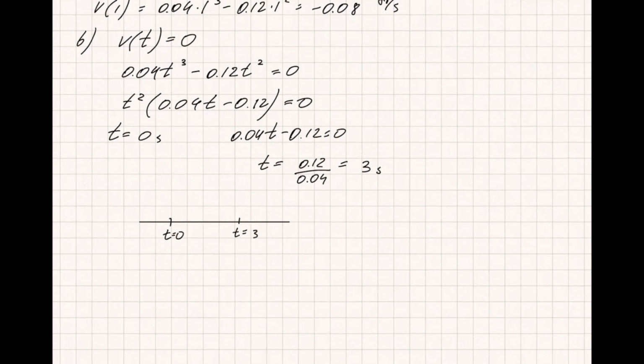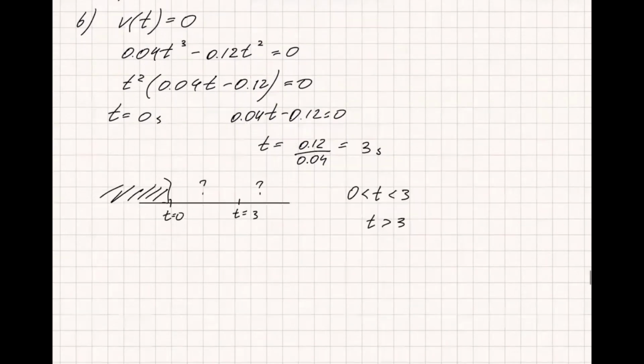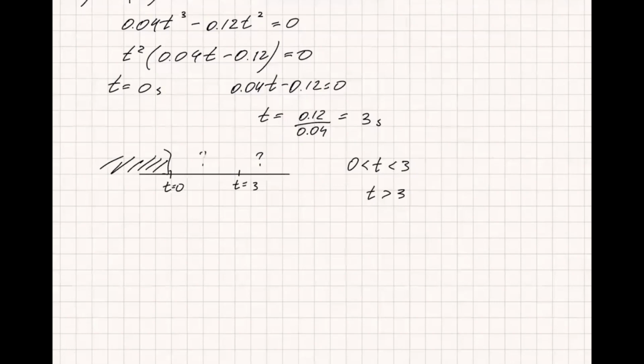So we want to find, since we said that t should be greater than or equal to 0, we are not counting this portion of the graph because this is back in time, essentially. So we need to check what is the sign of the velocity function between t being 0 and 3 seconds and after t is greater than 3 seconds. So we need to pick some values. So let's say I pick a value of 2 and the value of, let's say, 3.